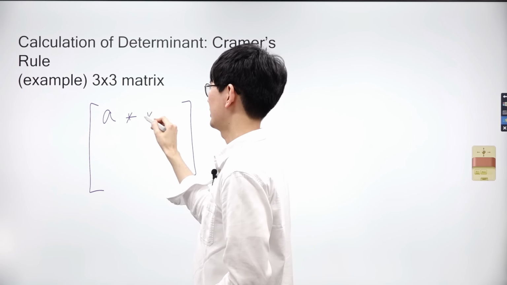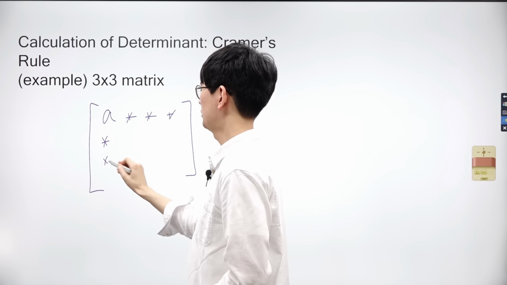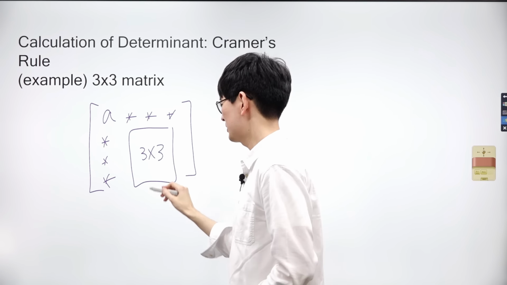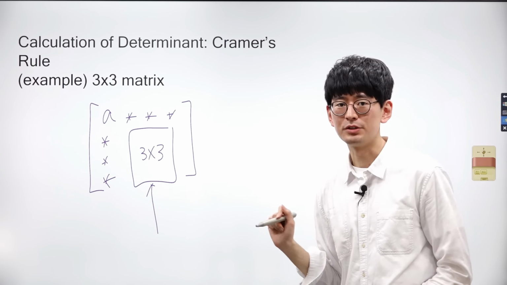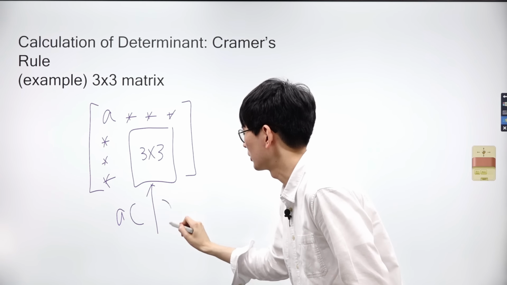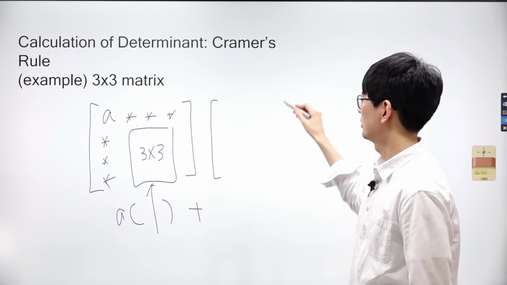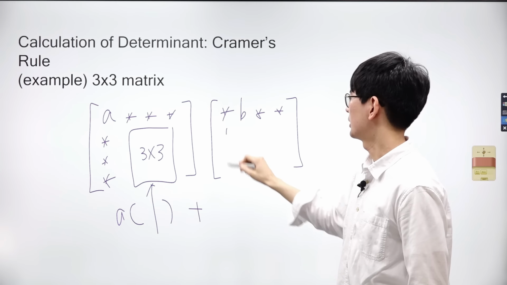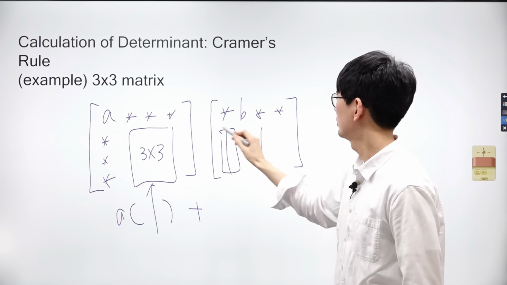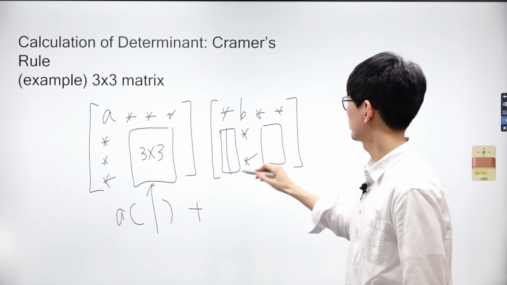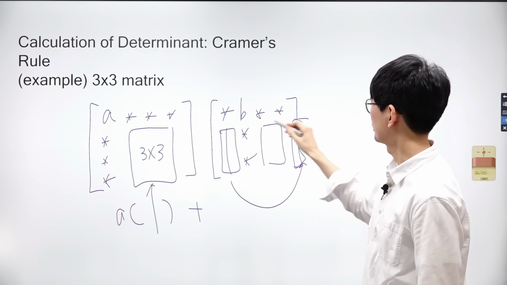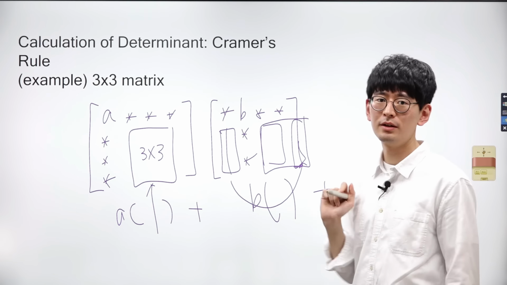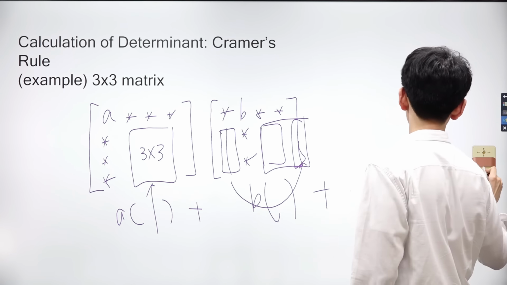We divide the matrix into 4 components. The first component consists of A and the remaining 3x3 matrix. We then multiply A by the determinant of the 3x3 matrix. The second component contains B and the remaining 3x3 matrix. The remaining 3x3 matrix can be constructed like this. Then we multiply B by the determinant of the 3x3 matrix. This process is repeated for each column, and the results are summed up.